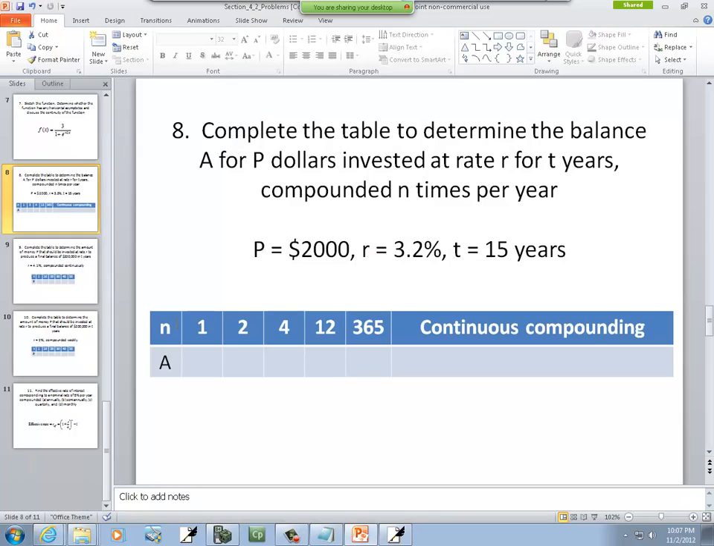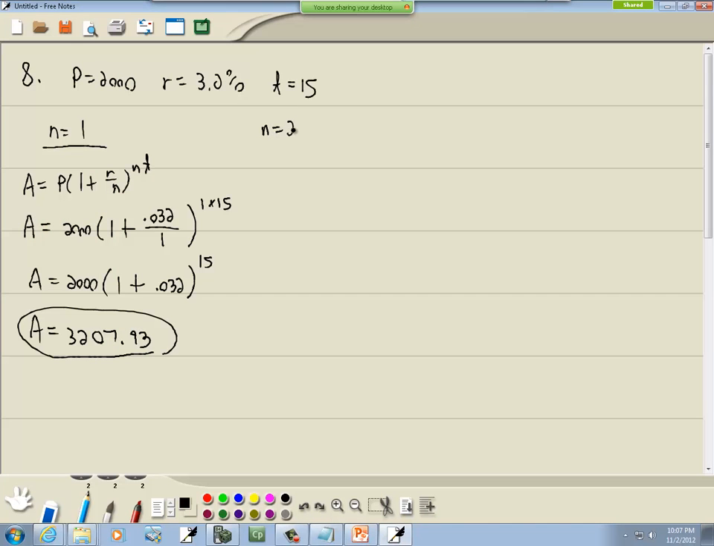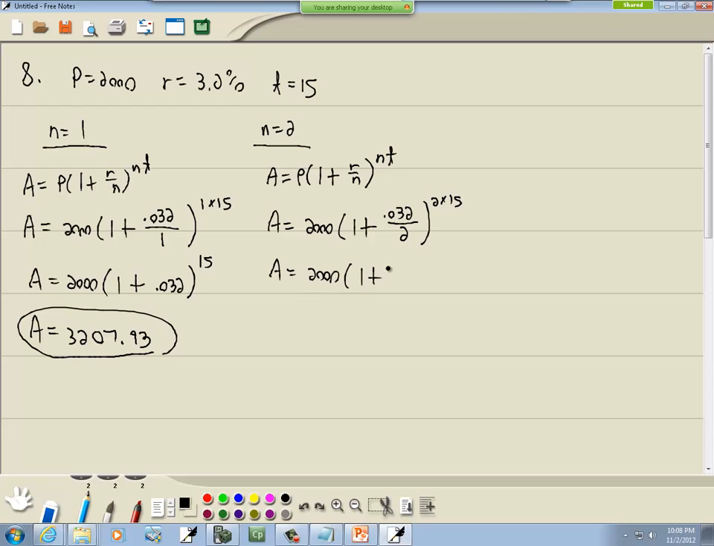Let's do our next one. N is equal to 2. Again, it's the same formula. So we have A is equal to P times 1 plus R over N, to the NT power. We have 2,000 for P, 1 plus R, which is 0.032, divided by N, which is 2, raised to the NT power. So we have 2 times 15. Again, it's good to do a little bit of this in your head. 2 times 15 gives us 30.